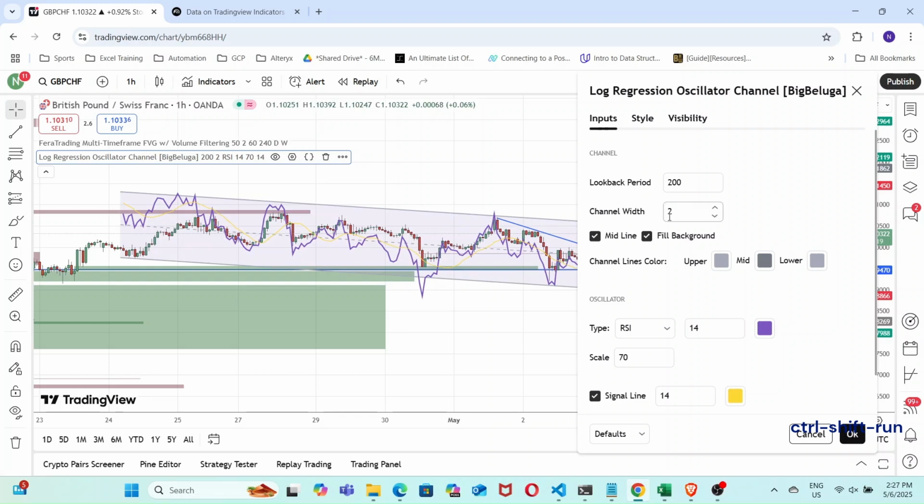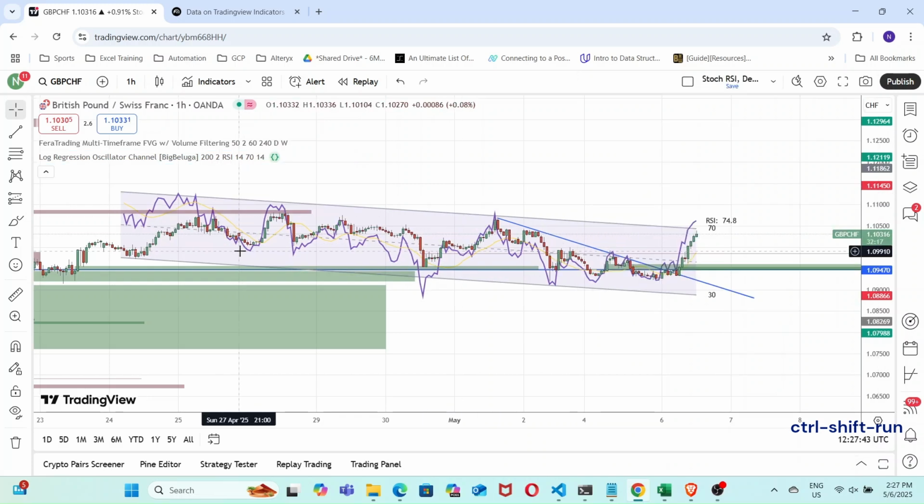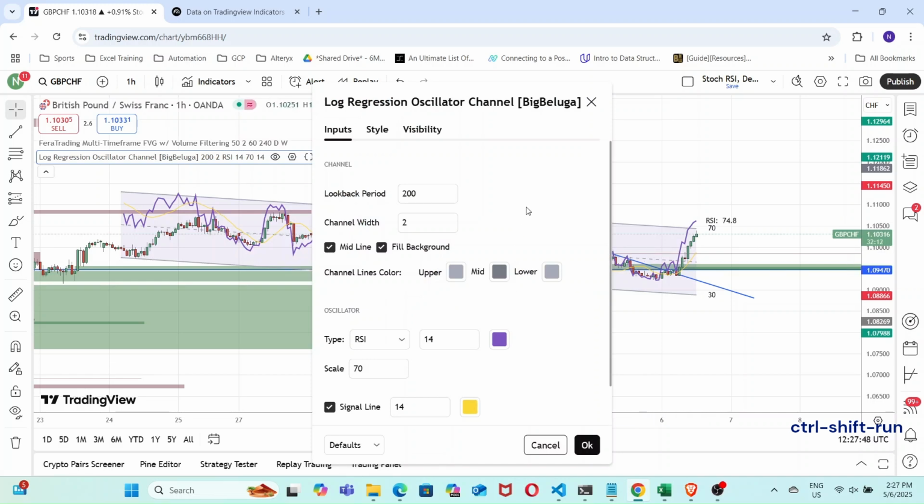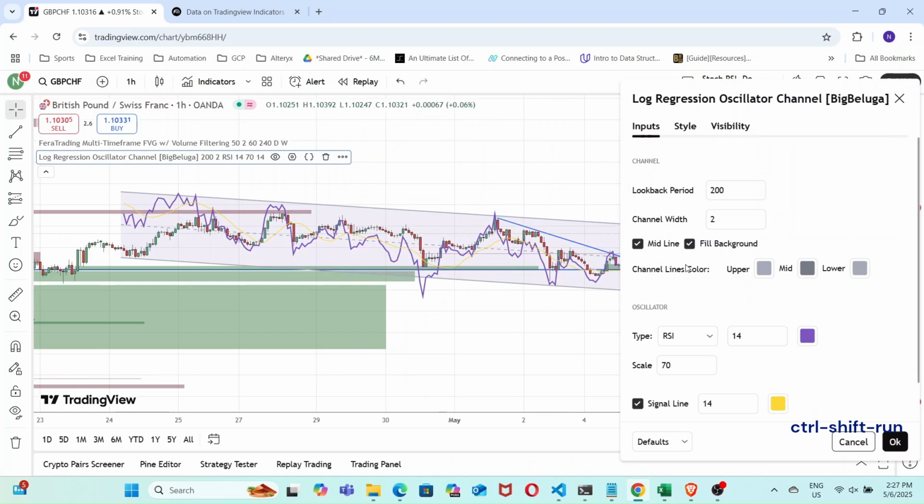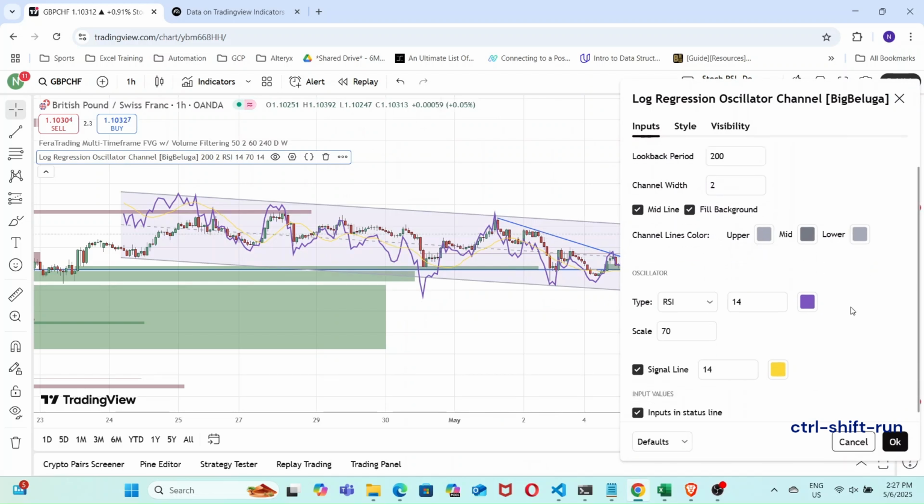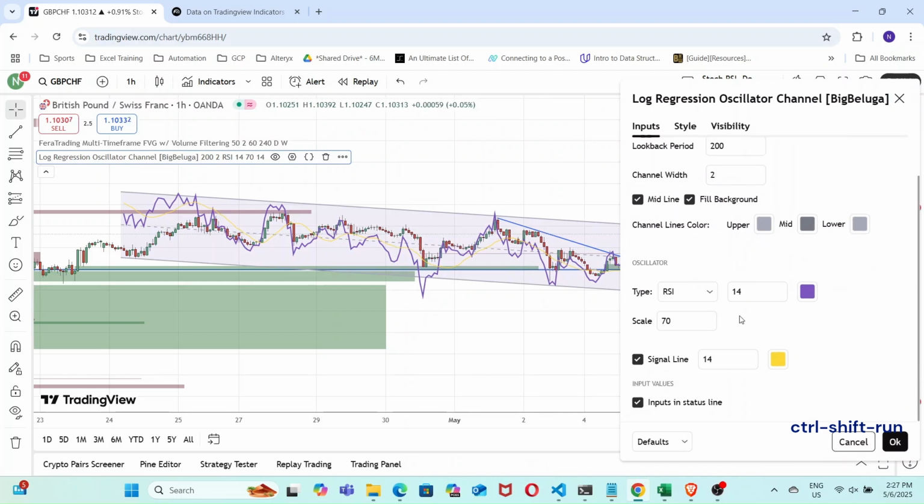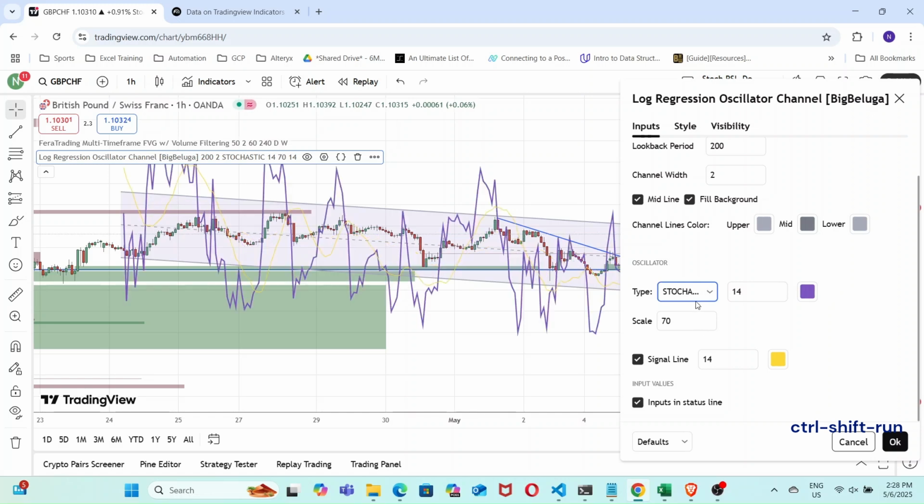The channel then expands outwards from this midline, using the standard deviation of price over the same period. You control the channel's width with the channel width setting. The default is 1.5, but you can fine-tune this. This creates our dynamic upper and lower channel lines. Think of these as potential areas of dynamic support and resistance, adjusting with the trend and volatility.